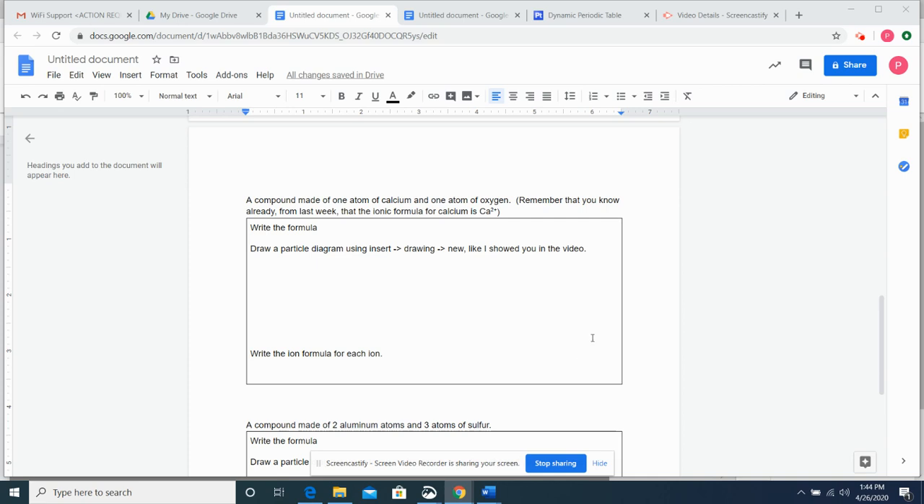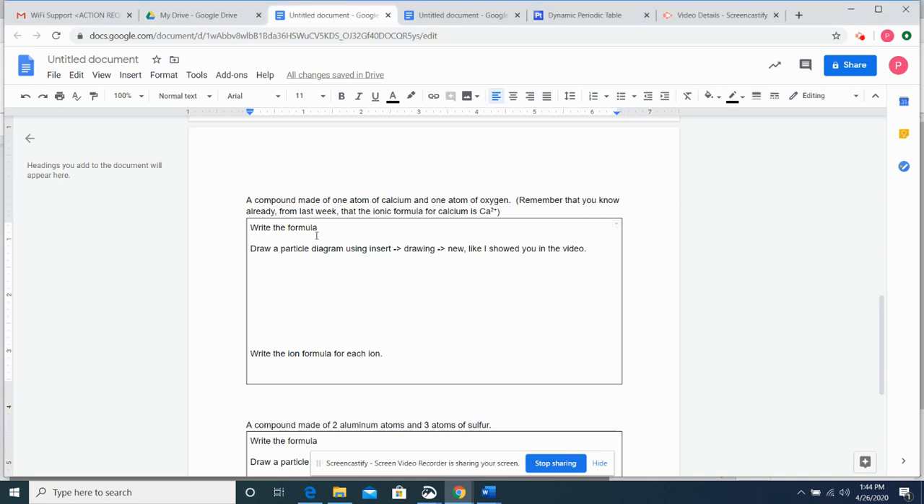Taking a look at this, the problem says that you have a compound made of one atom of calcium and one atom of oxygen. And it tells you as a hint, remember that you know already from last week that the ionic formula for calcium is Ca2 plus. You found that out in a problem you worked last week. So now it asks you to write the formula.